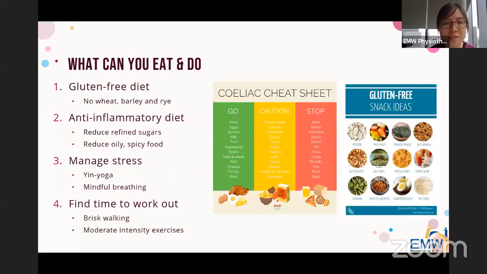So on your side, what can you do? What can you eat? The first and foremost is really to stick to a gluten-free diet. That means no wheat, barley, and rye. And for people who love their breads, you may have to really look out for these keywords. And then please, no beer. So in this picture here on the right, the red color portion, the stop, shows the food items that you need to be aware of and to stop having.